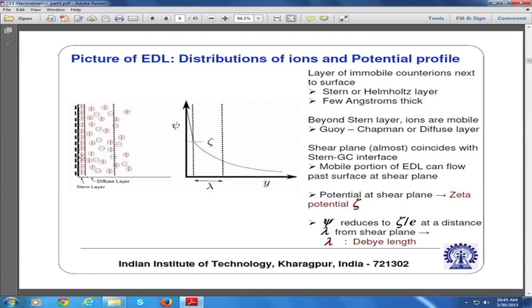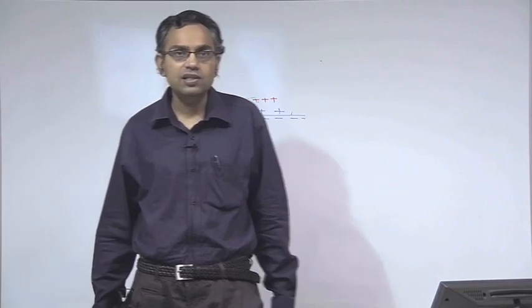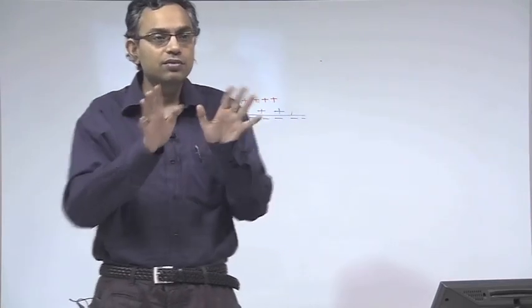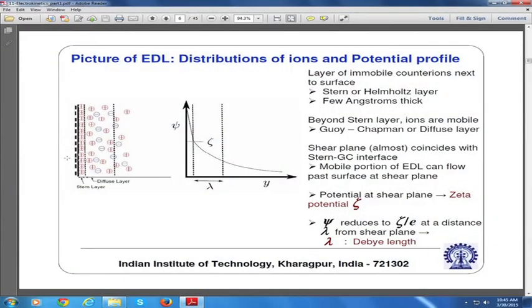Beyond the Stern layer you will see that ions are mobile. In the Stern layer the ions are not mobile, but advanced research shows that in the Stern layer ions are not mobile provided there is no hydrophobic interaction. If there is hydrophobic interaction, then you may even immobilize the Stern layer, but I will not try to confuse you with those research issues. So under circumstances when the wall is hydrophilic, then you have the Stern layer that is immobile.